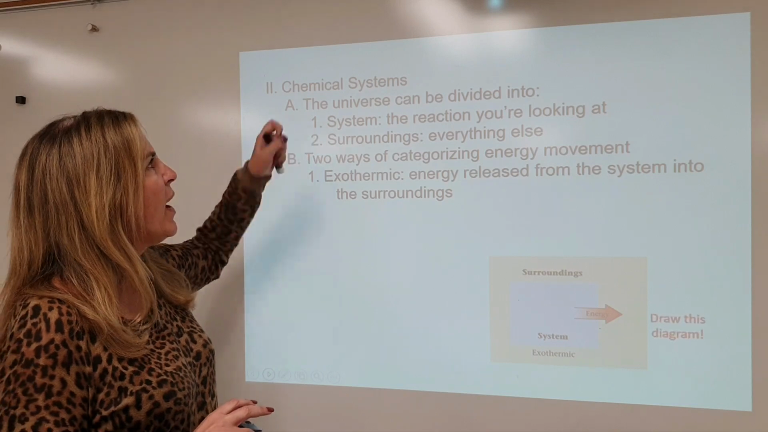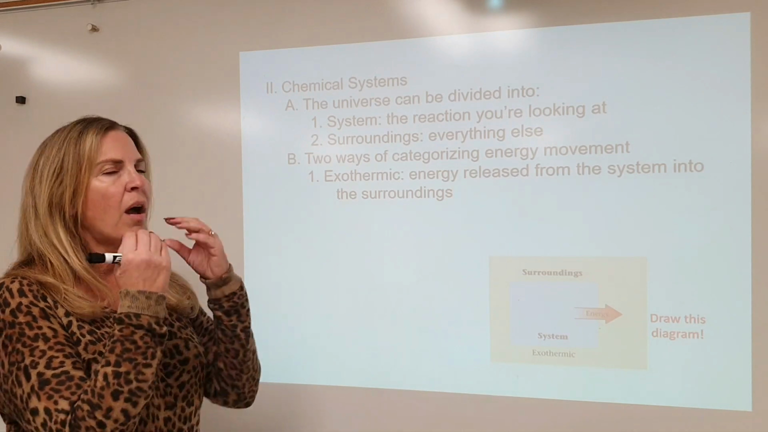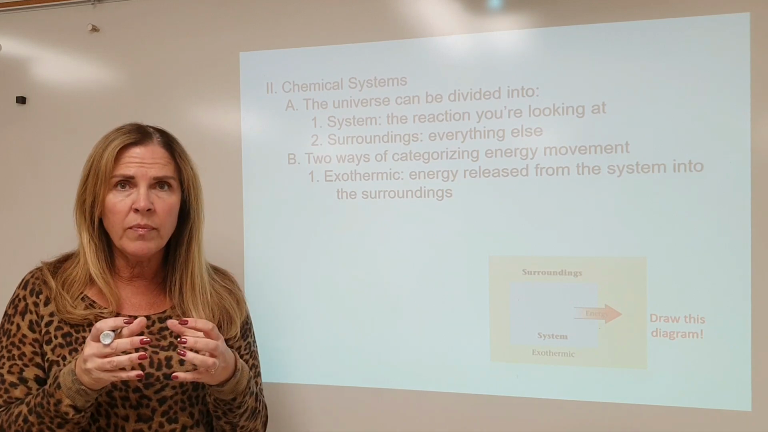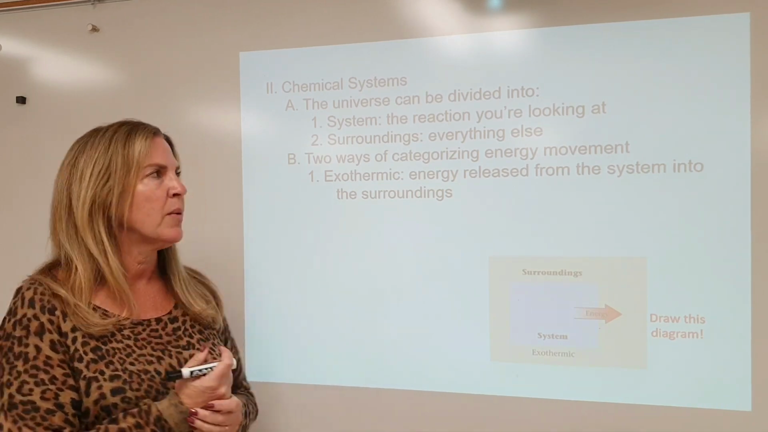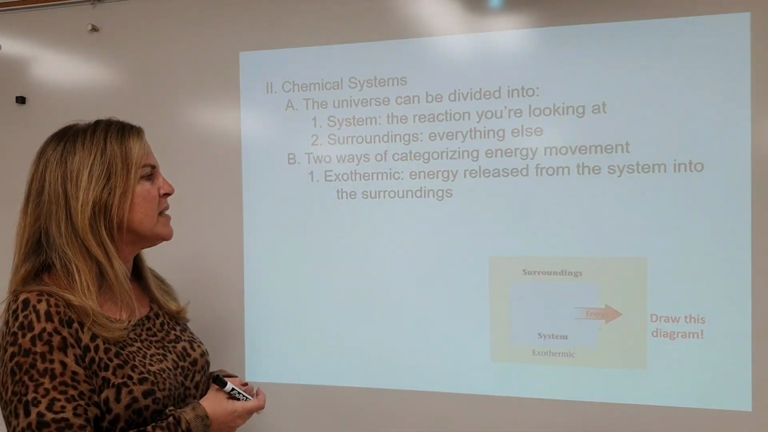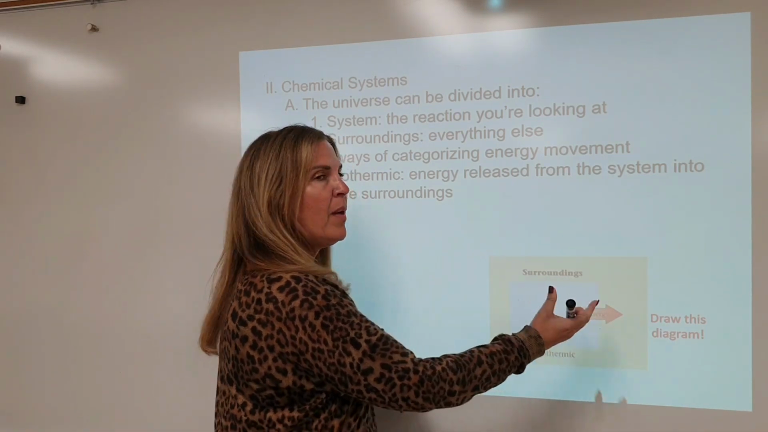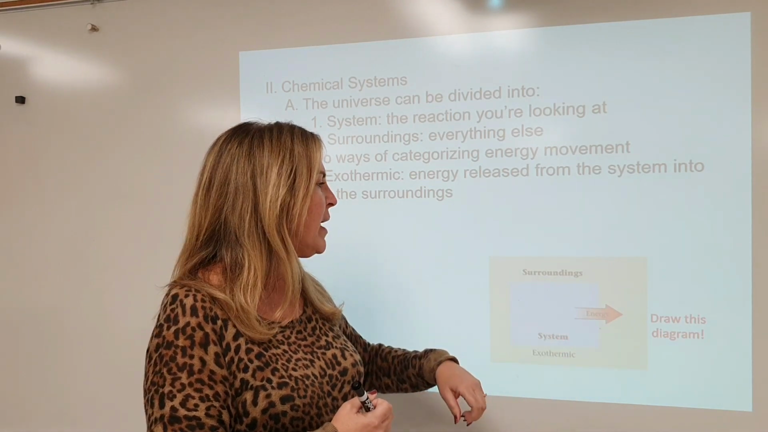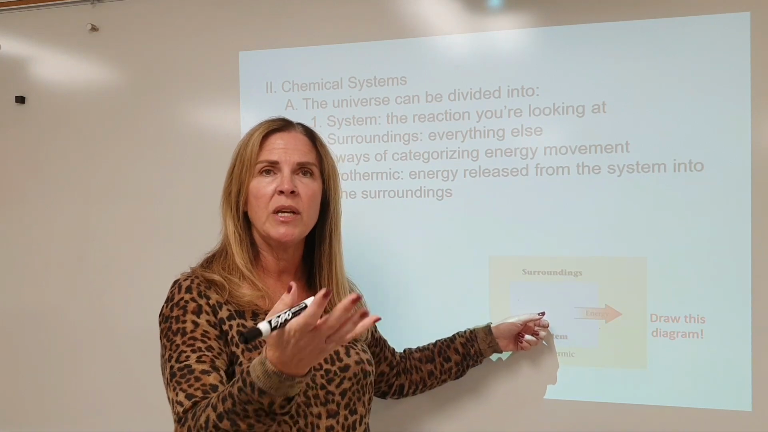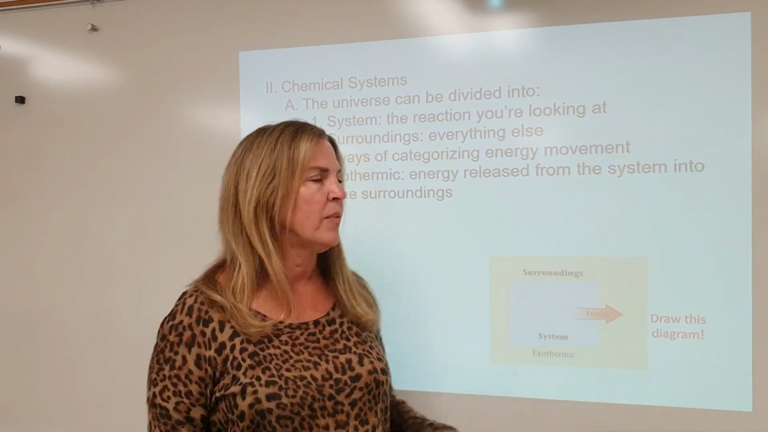All right, chemical systems. The universe can be divided into two parts. So how do we talk about energy change? We want to talk about it, and we have to narrow it down, right? We want to talk about the system and everything else around it. The system is the reaction that you're looking at. The surroundings is everything else. As we look here, this little gray box is our system. Maybe it's a beaker where I'm combining things together, and a reaction takes place. The surroundings is everything outside of that beaker.